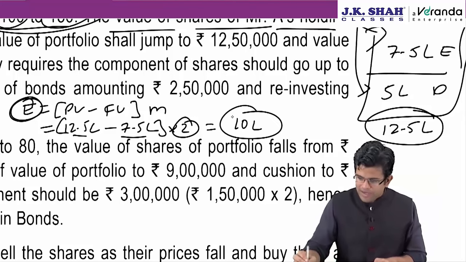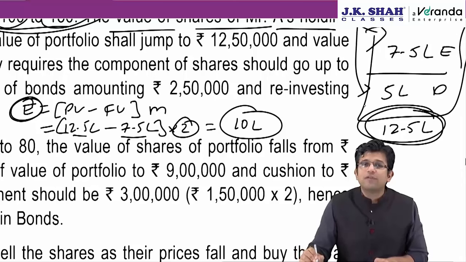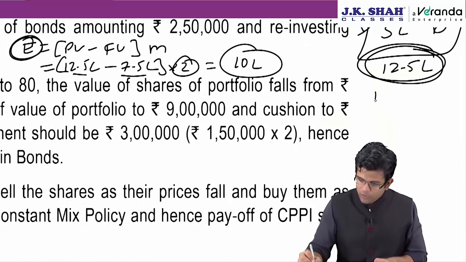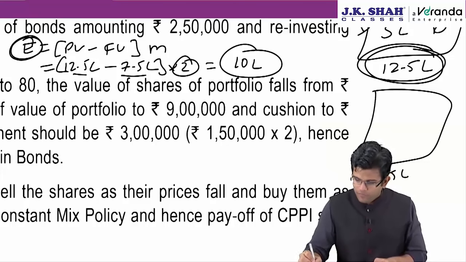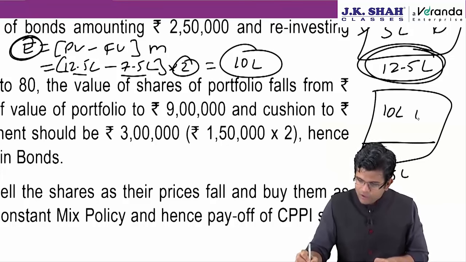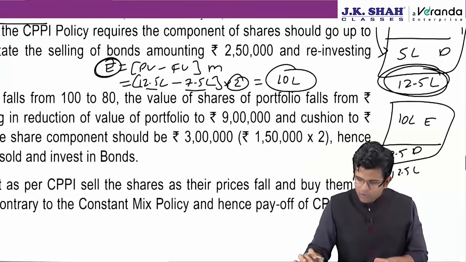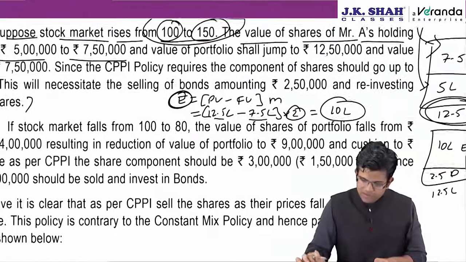Investment in equity should be 10 lakh out of 12.5 lakh, which means your portfolio should appear like this. 12.5 lakh is your total value of portfolio. In that, 10 lakh should be equity, 2.5 lakh should be the debt. Can you see this here?